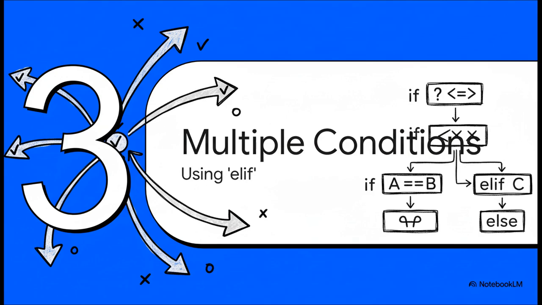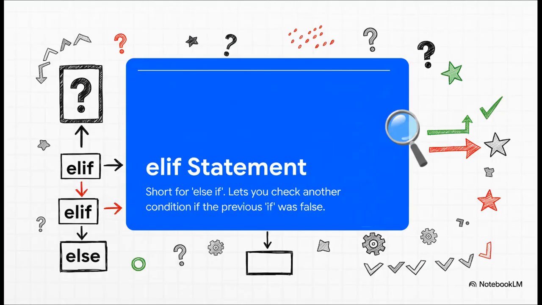Okay, so if and else is great for two options, a simple yes or no. But let's be real, life is way more complicated than that. What if we need to check for 3 or 4 or even more possibilities? I mean, do we just stack a bunch of if statements? You could, but there's a much cleaner way. And that's where elif comes in. It's just Python's cool shorthand for else if.